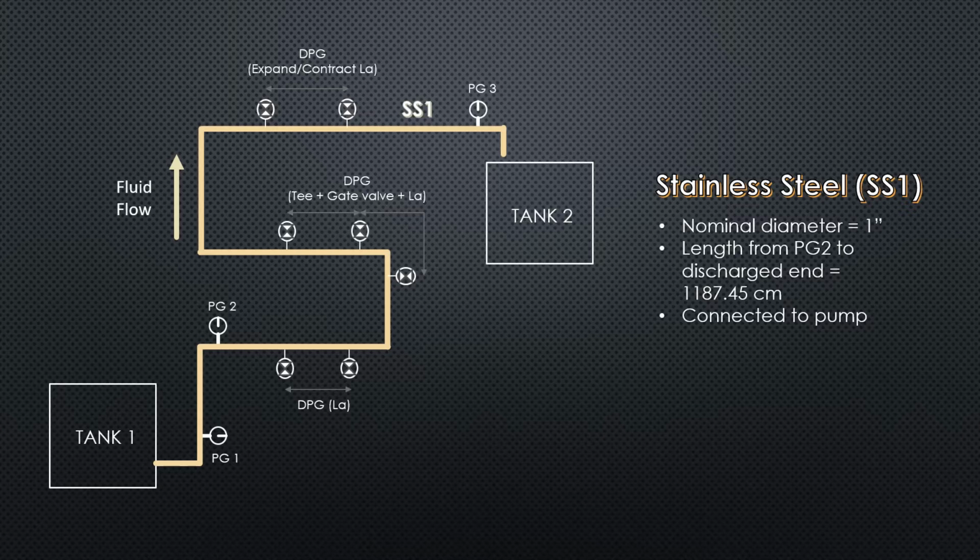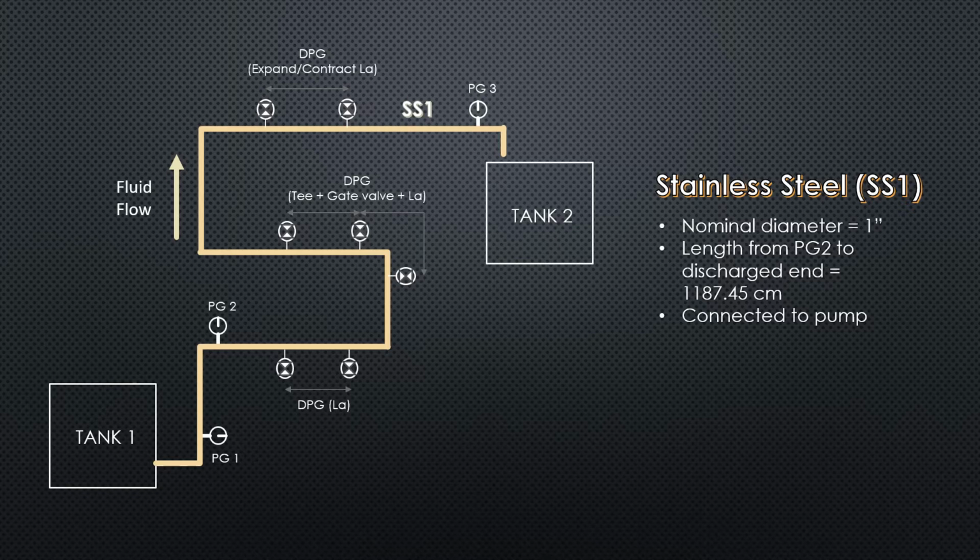For stainless steel 1, its nominal diameter is also 1 inch, and it is also known as the pump discharge pipeline stainless steel 1. The function of this pipeline is similar to galvanized iron 1, which is to circulate water from tank 1 to tank 2 by using a pump. Its approximate length is 1187.45 cm.